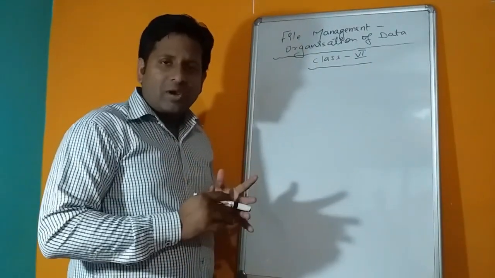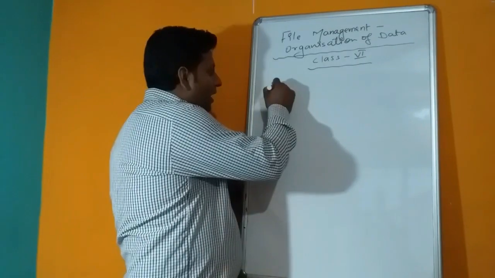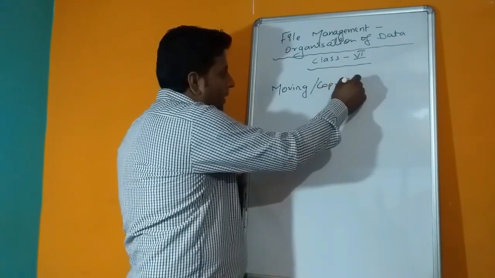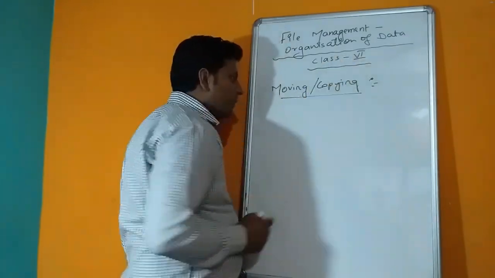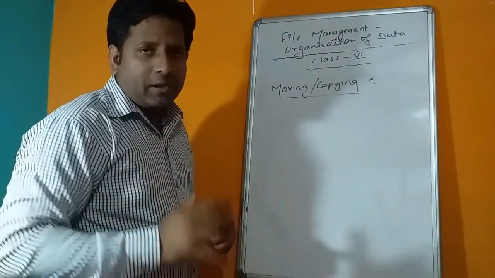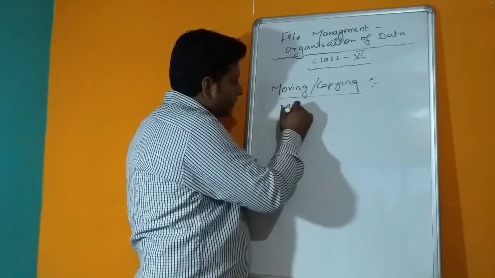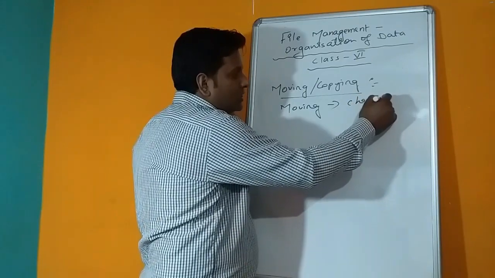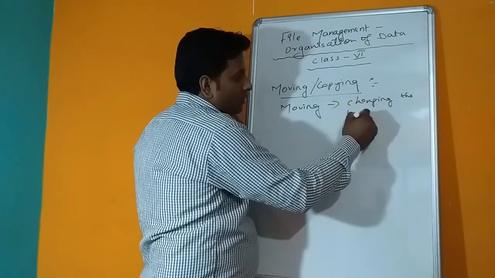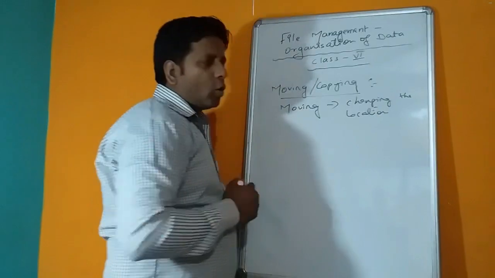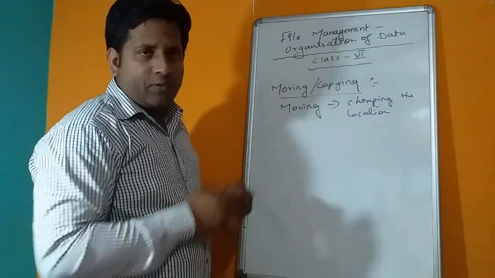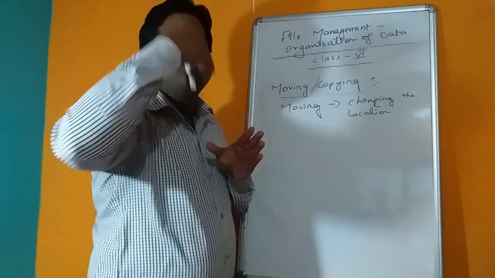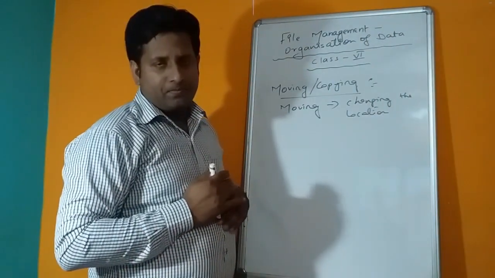Now, some more operations I will be teaching you. Like you can use moving and or copying. First of all, let me tell you what moving is. Moving means changing the location. You can change the location of a file or folder. From one location to another location you can shift it. In such a case, the file is moved from one place to another.